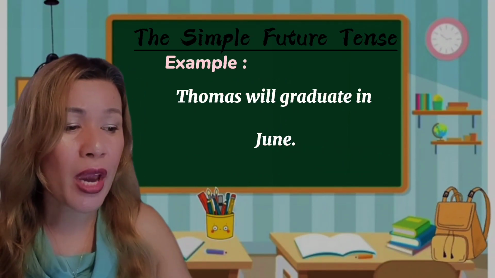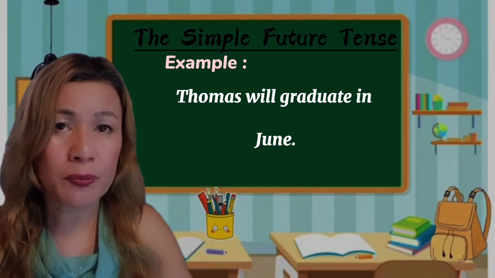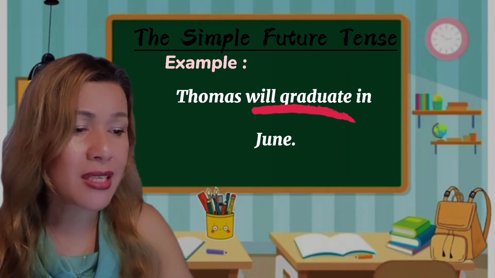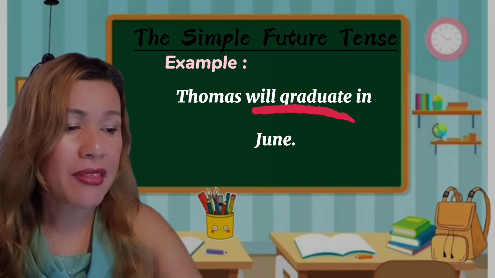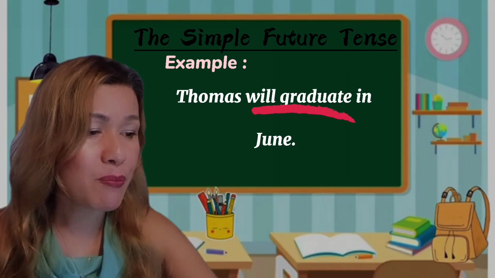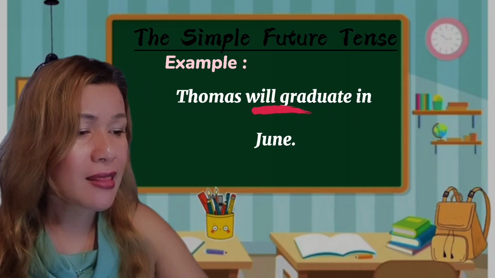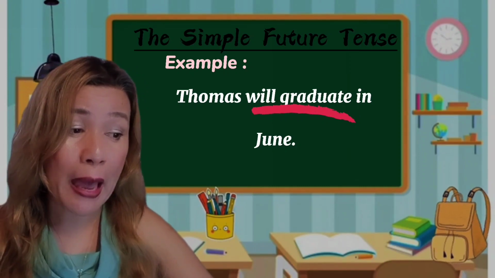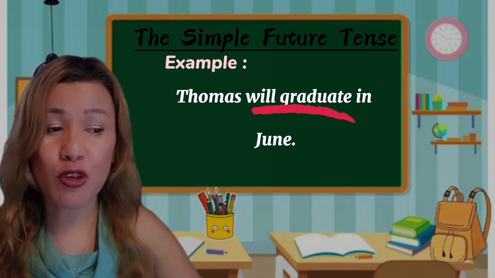Thomas will graduate in June. Will graduate is our verb. Notice that it is using will and then graduate as your simple form of the verb to indicate that the action is still going to happen in June. So there is futurity there.